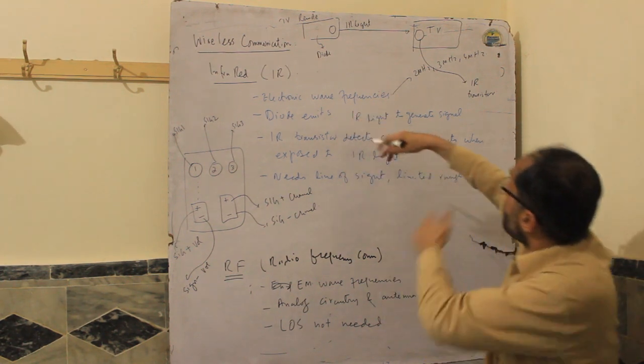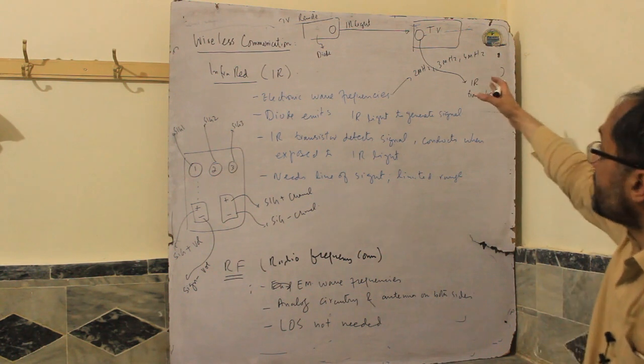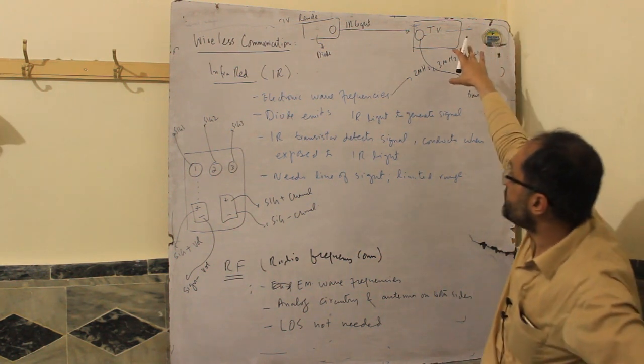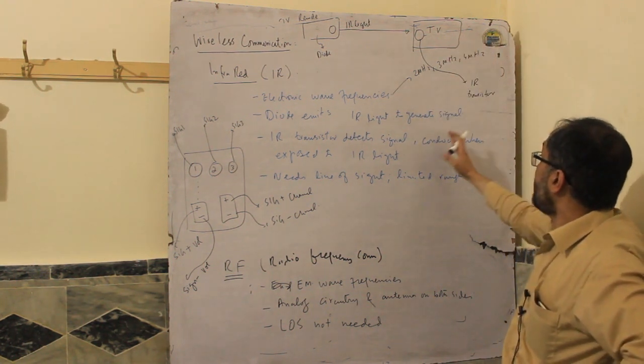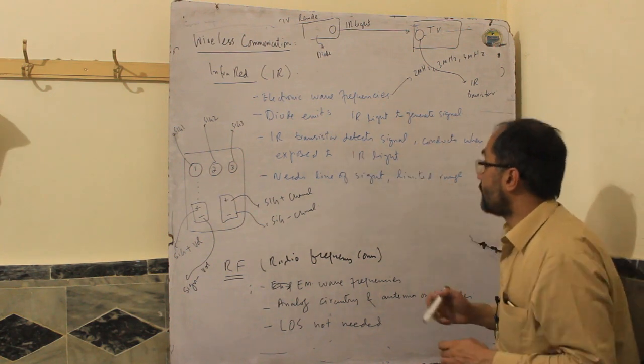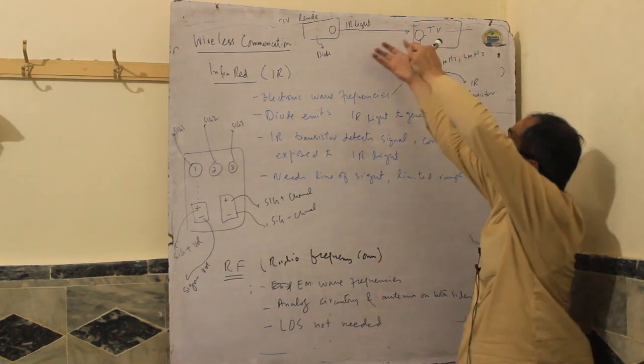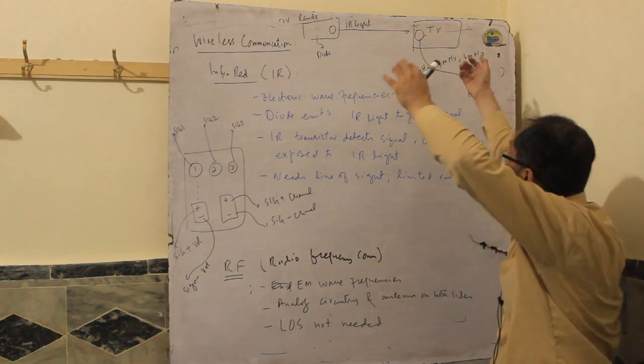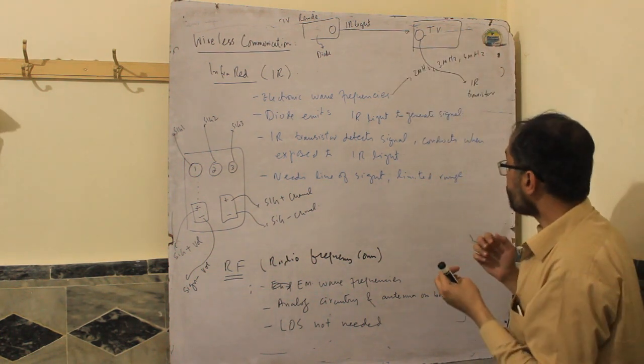The IR transistor will be on the receiver side. In this particular example, the receiver is on the TV. It will detect the signal and conducts when exposed to IR light. So this transistor will be exposed to the IR light, and it will generate different signals.